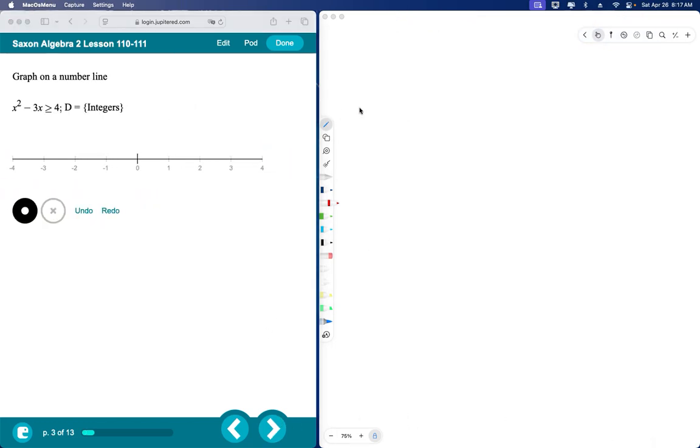All right, so let's look at this one. We've got x squared minus 3x greater than or equal to 4, and our domain is integers, which is just basically, we don't even have to write that down. That's just telling us how to graph it, right? So what we need to do is set this equal to 0. X squared minus 3x minus 4 greater than or equal to 0.